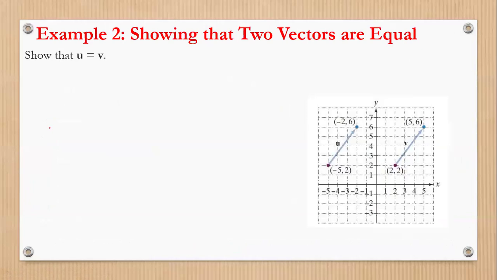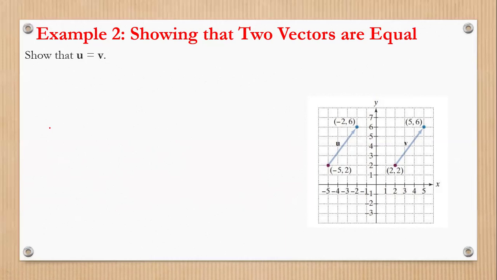Next example, we want to show that these two angles are equal to each other. Angles are equal if they have the same magnitude and same direction. If I want to show these two angles are equal, that means I need to show that they have the same length, same magnitude, and the same direction. First, how can we show they have the same length, same magnitude?